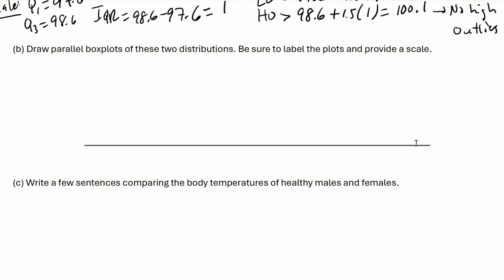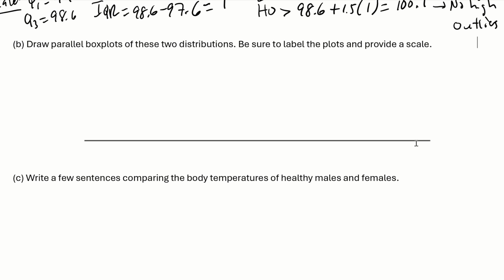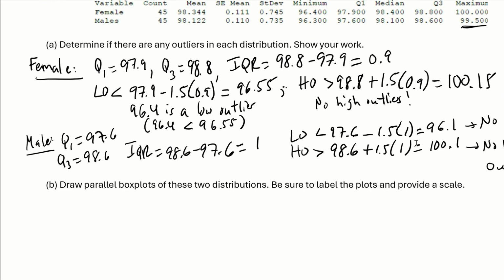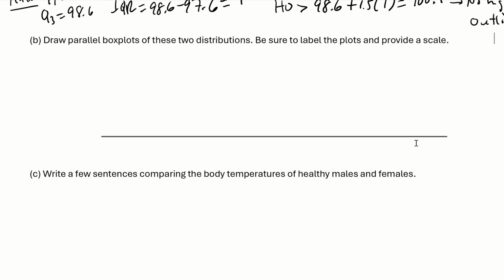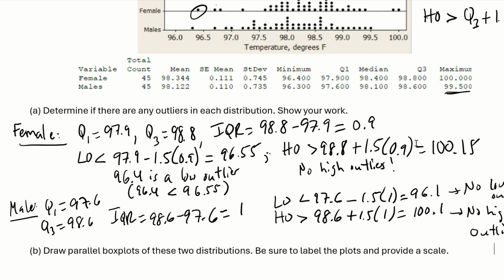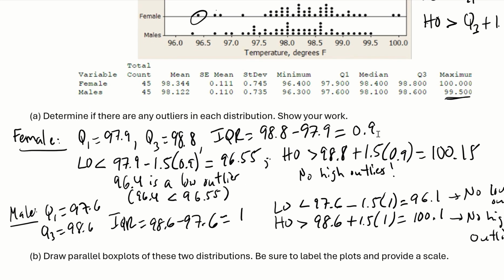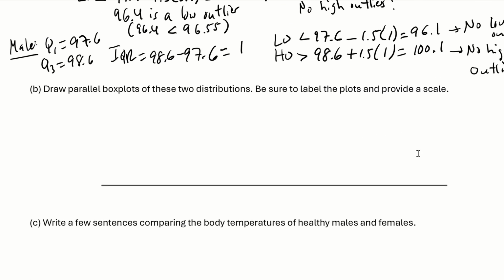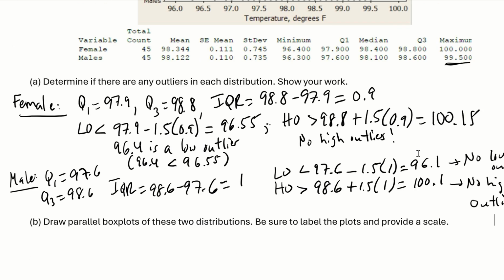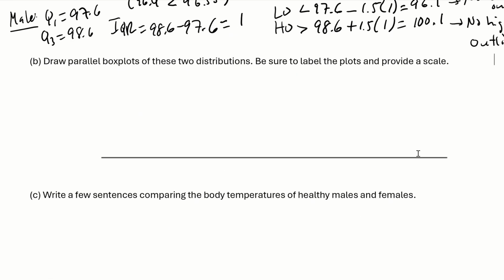Okay. Draw parallel box plots of these two distributions. Be sure to label the plots and provide a scale. If you want, you can use the same scale as here. They start at 96 and go by 0.5s. So we can do that. Let's go ahead and go by that same scale.